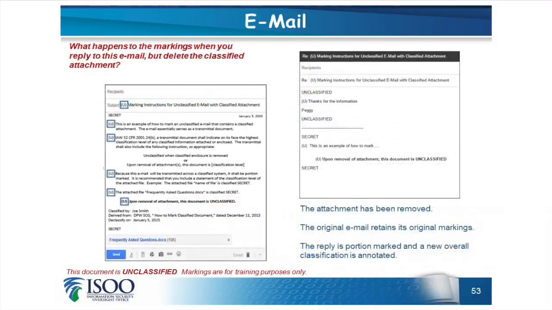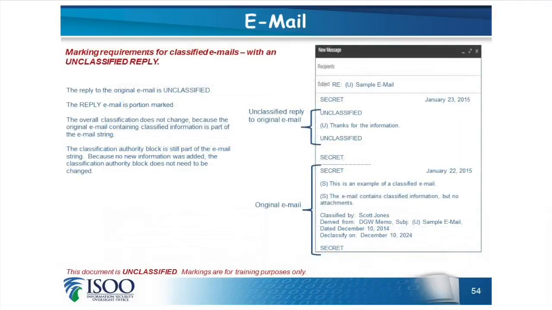What happens to the markings when you reply to this email but delete the classified attachment? The attachment has been removed, the original email retains its original markings, the reply is portion marked, and a new overall classification is annotated. Here is an example of an email thread where the original email is classified, but your response is unclassified. And this is where it starts to get confusing. But if you think of this as a stack of papers, it might be easier to understand. You can't change the markings on the earlier emails.